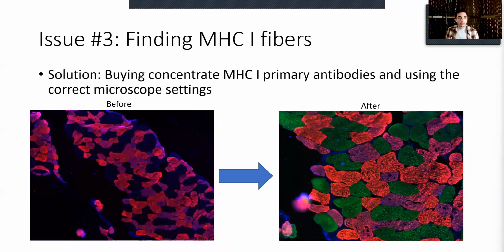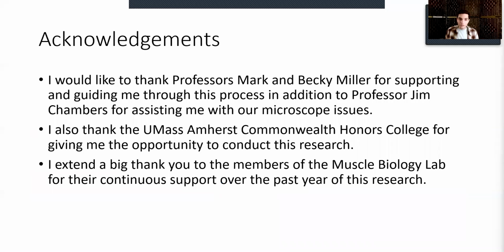And now that we know that our issue was with our MHC1 fibers, we learned that we've been looking at it with the wrong microscope settings. And now we decided to buy some much more concentrated MHC1 primary antibodies and try that out with the correct microscope. Guess what? It worked after a year of trying and failing. So that's my thesis in a nutshell.